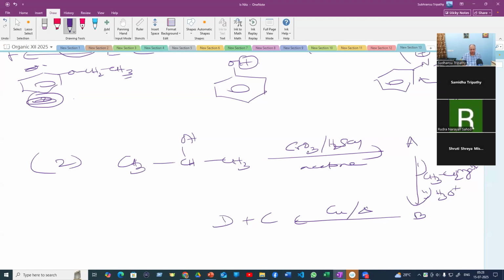Isopropyl alcohol treated with chromium trioxide in the presence of sulfuric acid and dissolved in acetone medium, and we know that is called the Jones reagent, to give A. A is treated with a Grignard reagent, ethyl magnesium bromide, followed by hydrolysis to give B, and B is subjected to treatment with red hot copper to give two compounds C and D. Maybe one of them is major, the other one is minor.